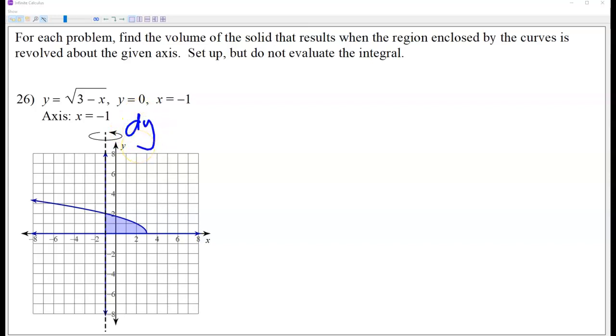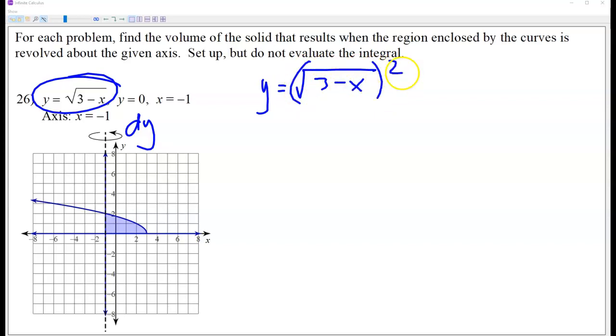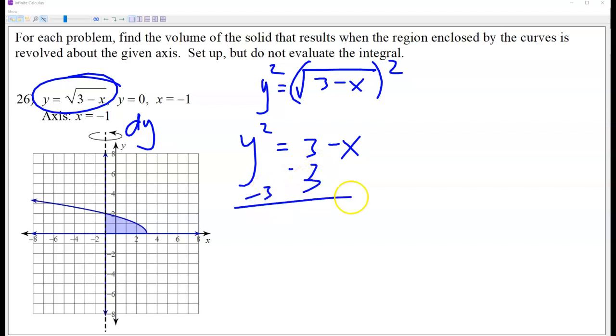And when you have a dy type of problem, you need your equations to be in terms of y instead of in terms of x. In other words, we need to get the x by itself, so the rest of the equation has y's in it. So let's begin by doing that first. First of all, I want to get rid of that square root. I'm going to do that by squaring both sides. And then I'm going to subtract the 3 on both sides.